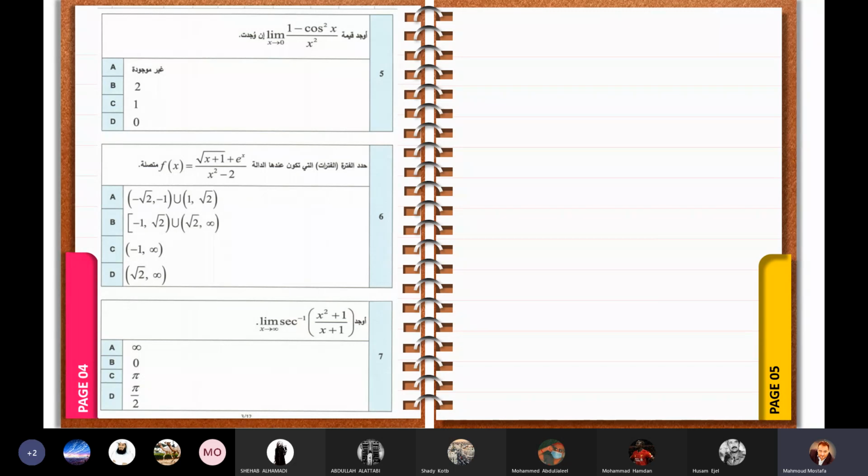Okay, who can tell me the limit of 1 minus cosine square x over x square is equal to what? 1. How did you get 1? 1 minus cosine square x is sine square x. Sine square x over x square as x approaches 0 is 1. So 1 minus cosine square is sine squared, so sine squared x over x squared, that is sine x over x, which when x approaches 0 is 1. Squared, 1 squared is 1.